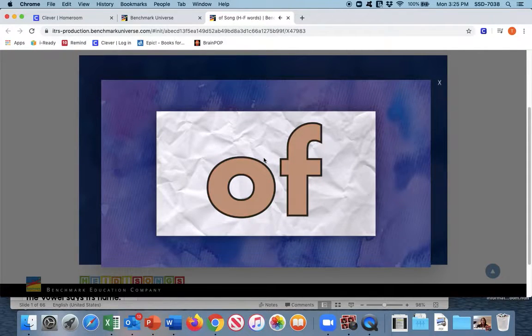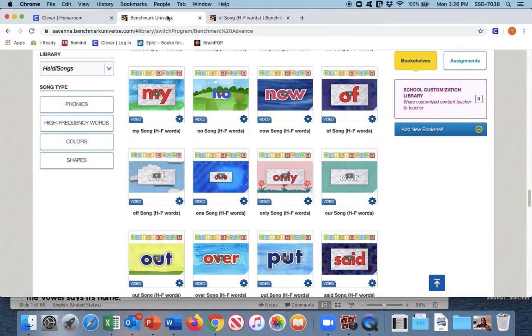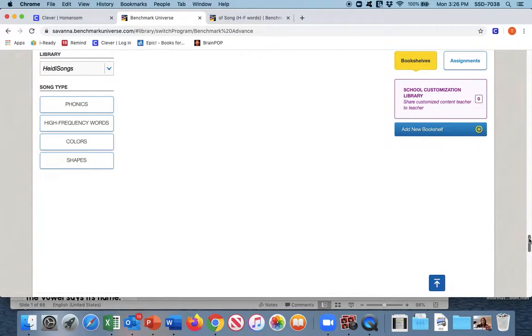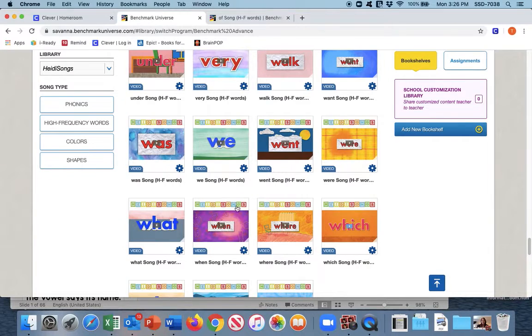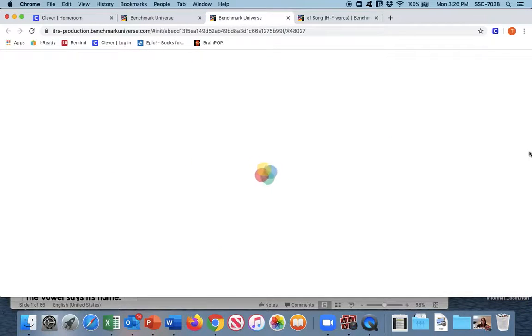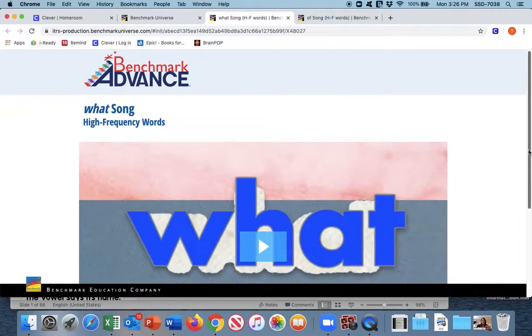Of. So it's of, but a lot of times we hear of with a V. It has like a V sound. Okay? And then our second word is what. And here it comes.